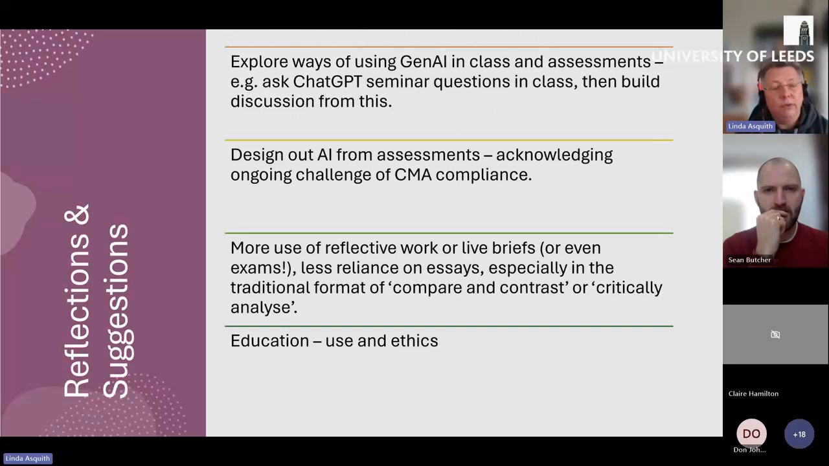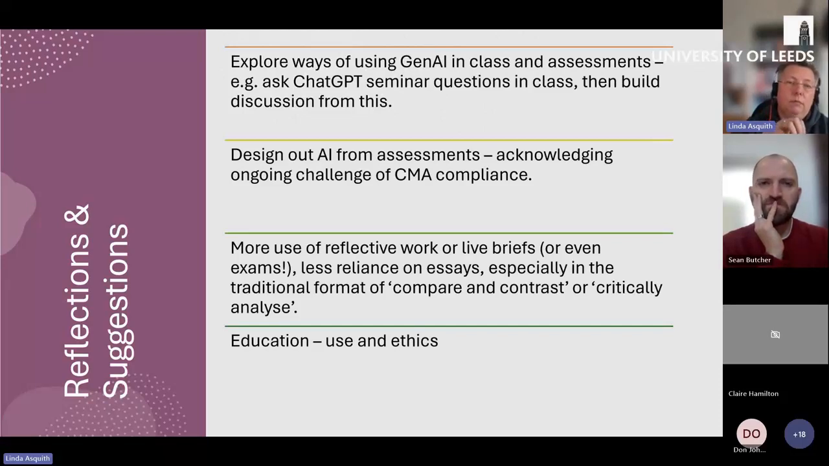I think one of the areas that we do need to think about is designing out AI from assessments, because if you've got a standard compare and contrast question, then that's really easy for ChatGPT to do. That's kind of its function. So I think designing out those types of questions is going to be the way forward when we're not wanting students to use generative AI in their assessments.